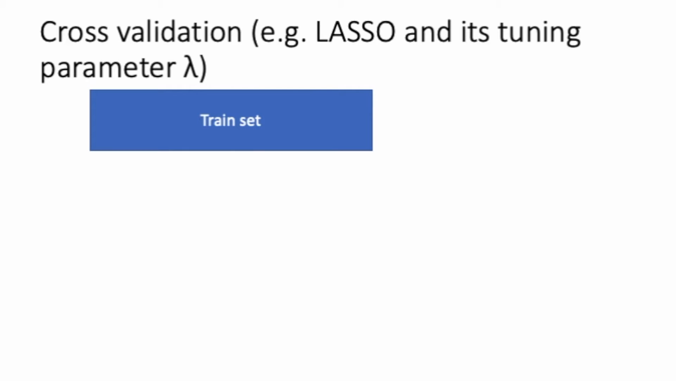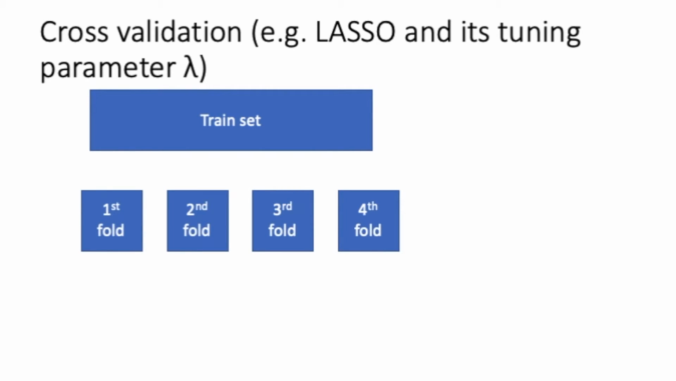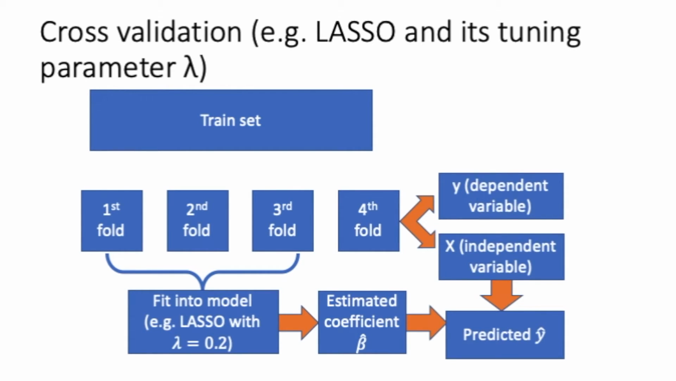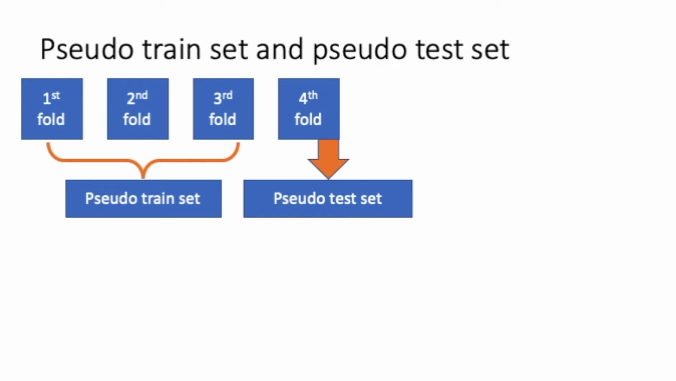Let's say we divide a train set into 4 folds, and then we feed the first 3 folds into a model. Let's say the model is lasso with lambda equals 0.2. Then we obtain a set of estimated coefficients. We use the estimated coefficients and the independent variables in the 4th fold to predict the y variable for the 4th fold, and we compare the predicted y with the real y values in the 4th fold. We get an SSR, which we call SSR1. Here, we call the first 3 folds the pseudo-train set and the 4th fold the pseudo-test set.